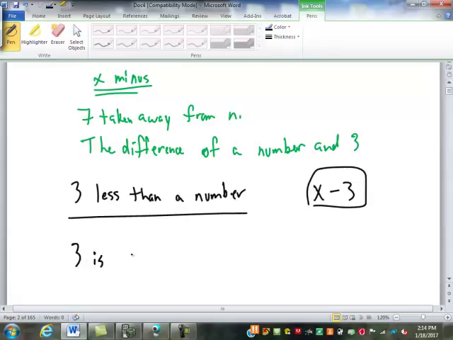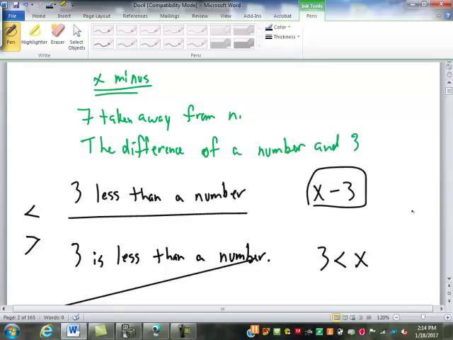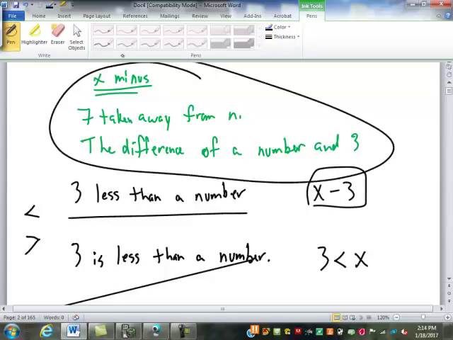If I say 3 is less than a number, that changes it slightly. Now we're going back to those symbols like that. 3 is less than a number is 3 is less than n or x or whatever letter we want to use there. So a very subtle difference there. Then we come up with others for a number minus 3 or x minus 3.